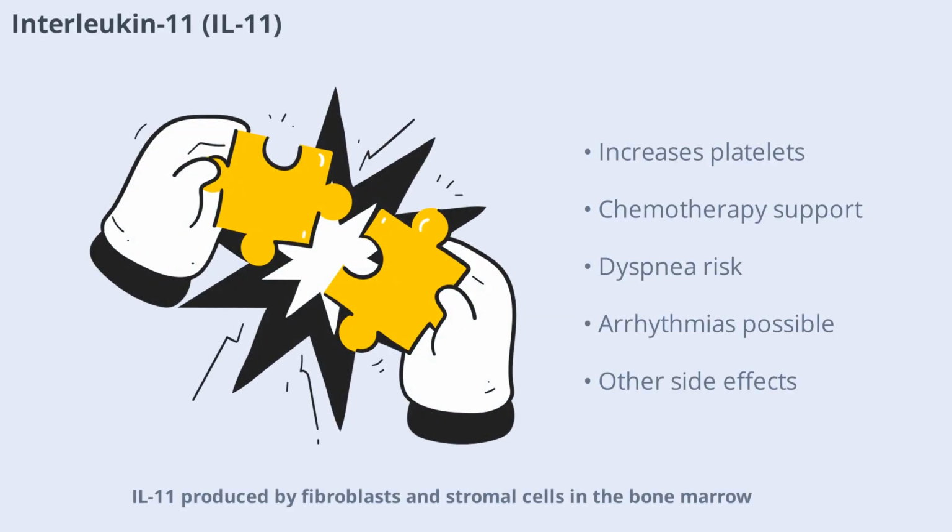IL-11, produced by fibroblasts and stromal cells in the bone marrow, increases peripheral platelet counts. The recombinant form, oprelvekin, is used for secondary prevention of thrombocytopenia in patients receiving chemotherapy for non-myeloid cancers. Adverse effects include cardiovascular issues like dyspnea, anemia, transient arrhythmias, as well as headache, fatigue, dizziness, and hypokalemia.